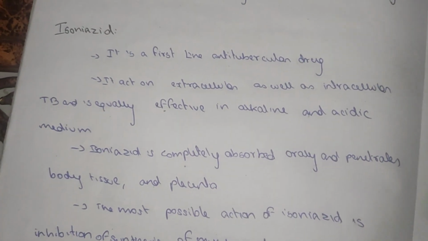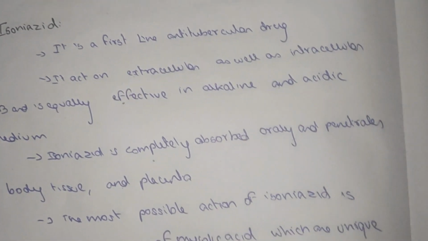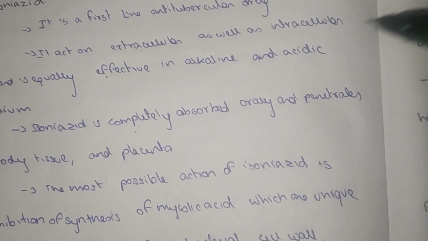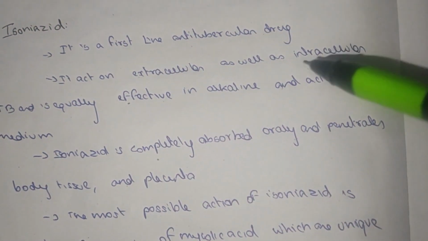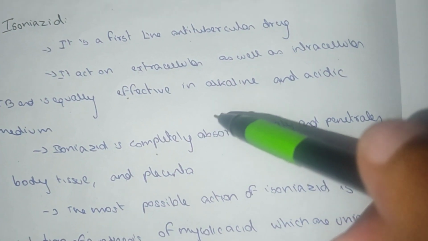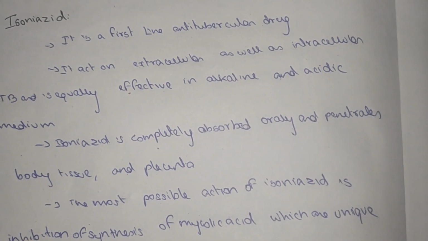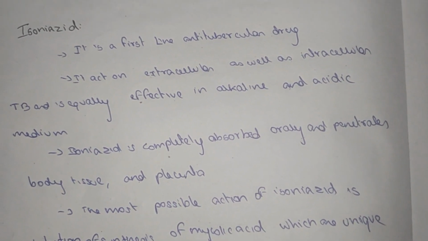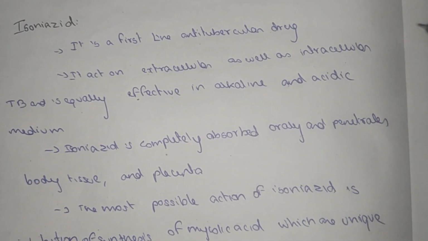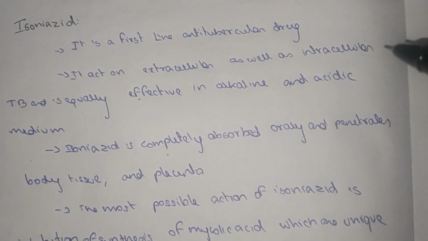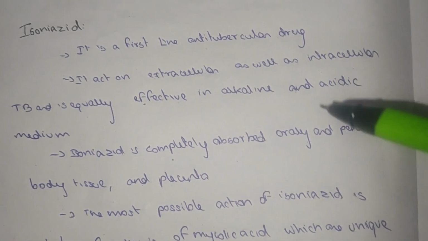Now we will see the antitubercular drugs one by one. The first one is Isoniazid. It is a first line antitubercular drug. It acts as extracellular as well as intracellular, that is, both outside the cell as well as inside the cells, and it is effective in both alkaline as well as acidic medium.